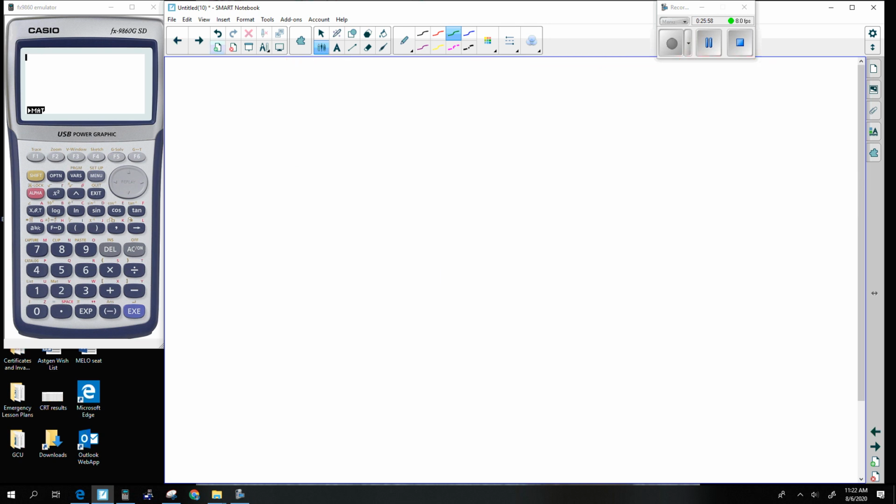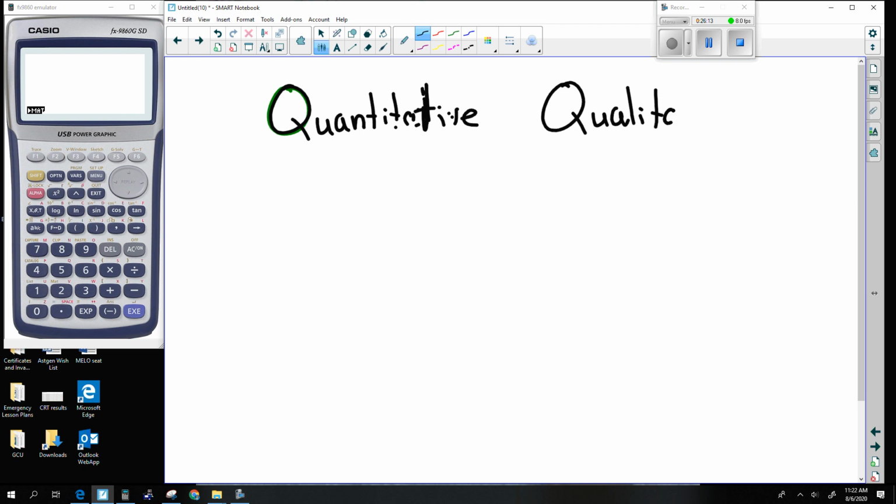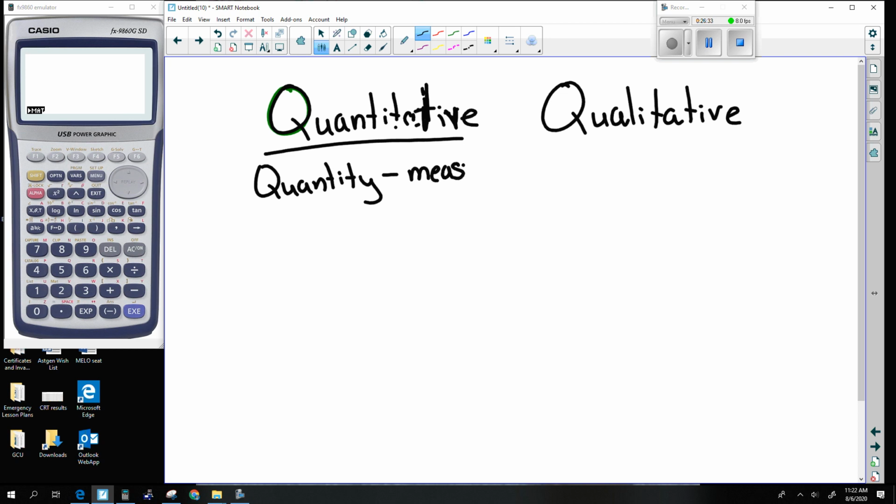And last but not least, quantitative and qualitative. Quantitative. Qualitative. Quantitative is a quantity. It's how much of something. The bottom line, what a quantity is, it's a measurement.